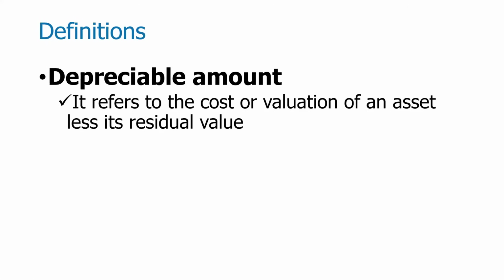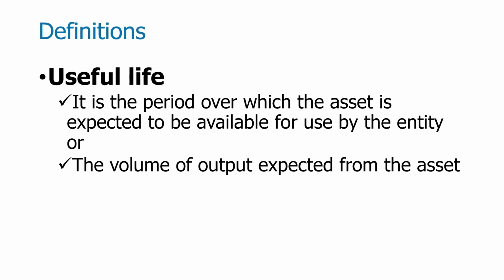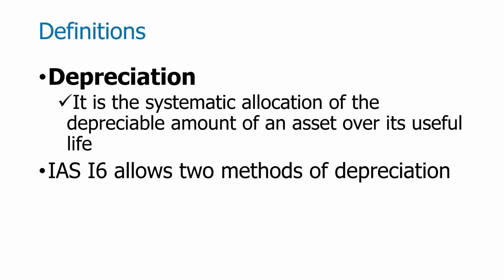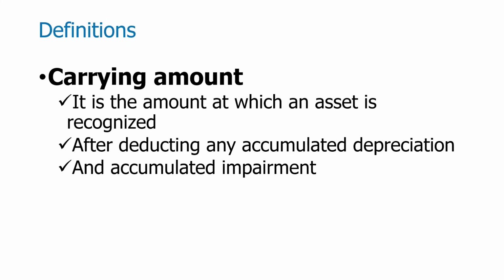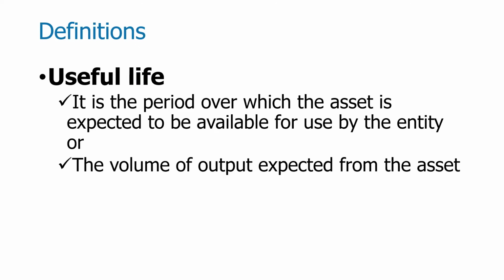What is depreciable amount? The cost or valuation of an asset less its residual value. Cost minus residual value, that's the depreciable amount. And then the carrying amount is cost minus accumulated depreciation and accumulated impairment losses. Okay. Before I give you the slide, I'll make sure that the formulas have been included in there.